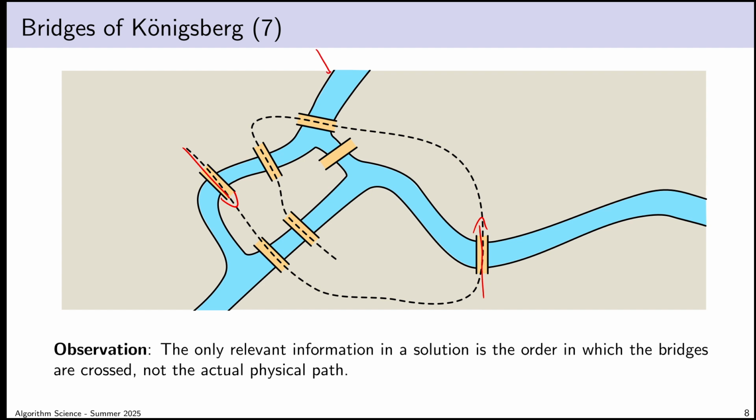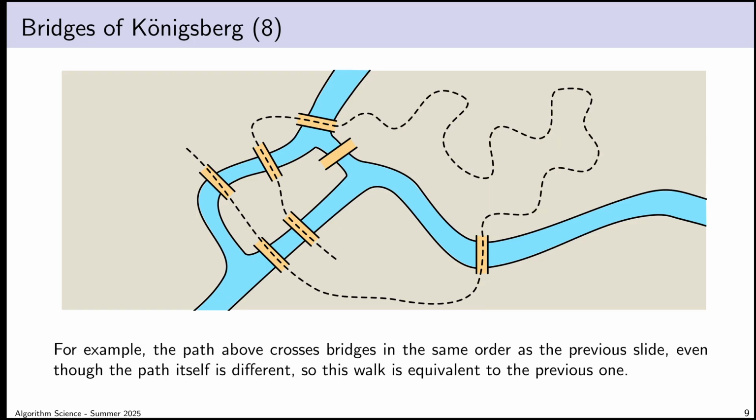I don't care about the river, I don't care about the islands, I don't care about whether I walk directly between these two bridges or whether I take my time and walk all over the place in the meantime. I just care about the bridges themselves. So for example, this path here and this path here are basically identical as far as the question of the 7 bridges is concerned. So one of the things Euler noticed was that we can abstract this problem into a much simpler form.